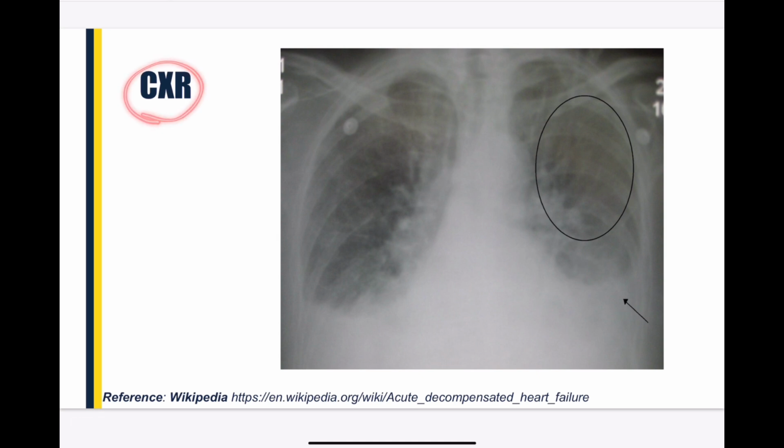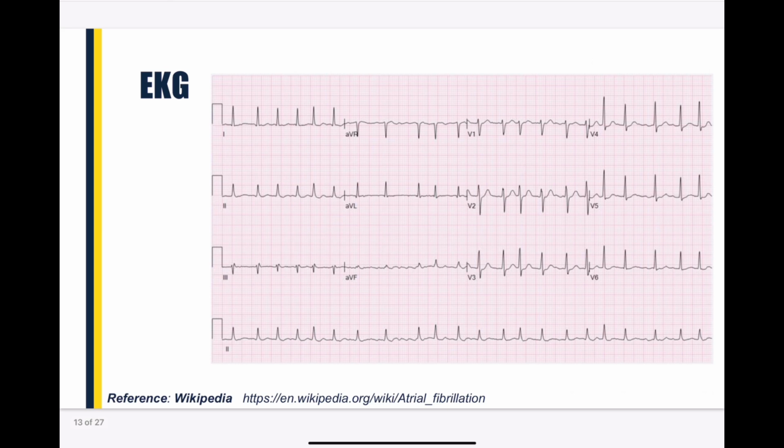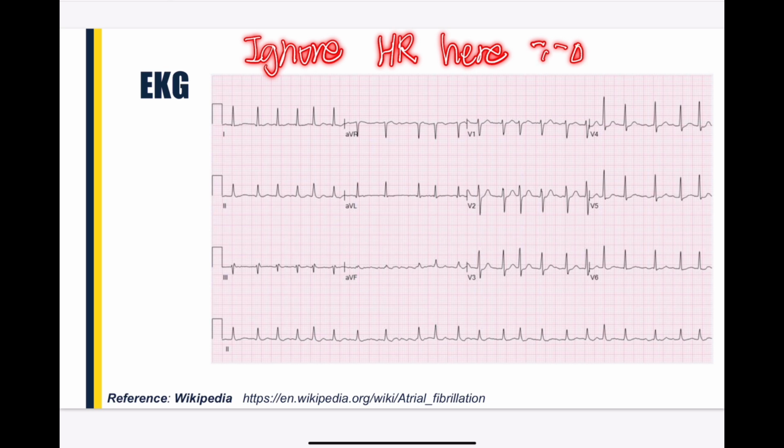Imaging-wise, chest X-ray shows bilateral interstitial infiltrates with pulmonary vascular congestion and mild pleural effusion bilaterally. EKG shows AFib with controlled ventricular rate, no ischemic changes. So you see how the numbers tell us a story here? Worsening renal function, elevated BNP, pulmonary congestion. This is classic acute decompensated heart failure.